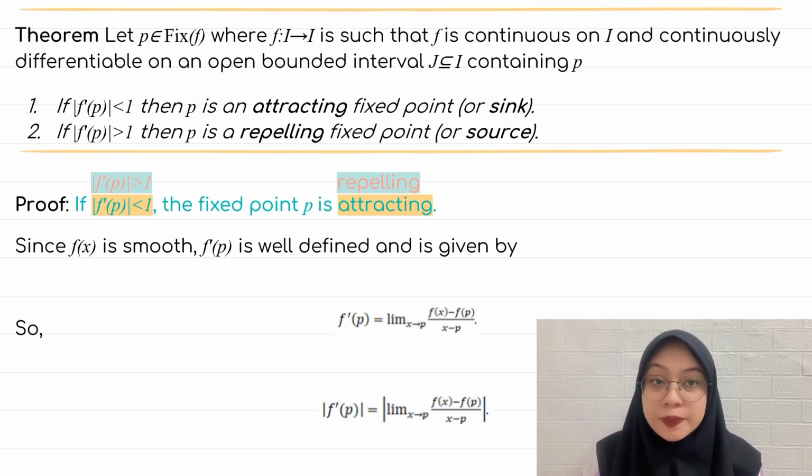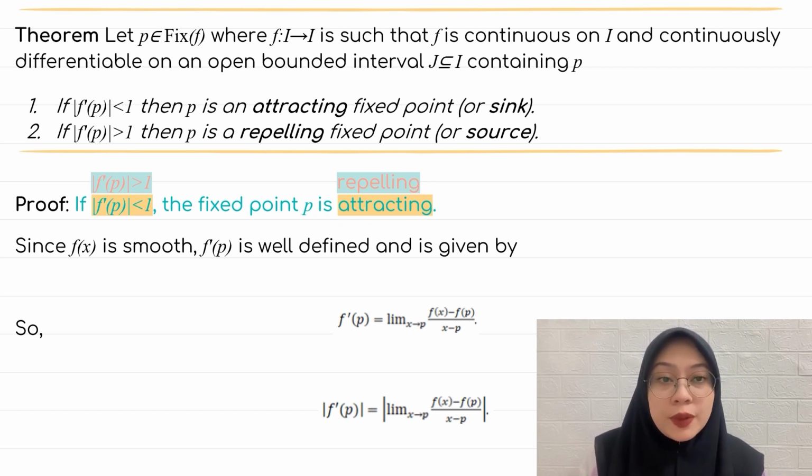Next, we need to prove a theorem. The theorem says: let p be an element of the fixed set of f, where f is a mapping from I to I, such that f is continuous on I and continuously differentiable on an open bounded interval J, a proper subset of I containing p. The first case is if the modulus of f'(p) is less than 1, then p is an attracting fixed point, or sink. The second case is if the modulus of f'(p) is greater than 1, then p is a repelling fixed point, or source. In order to prove this theorem, we need to consider both cases. The first case is highlighted in orange, while the second case is highlighted in blue.